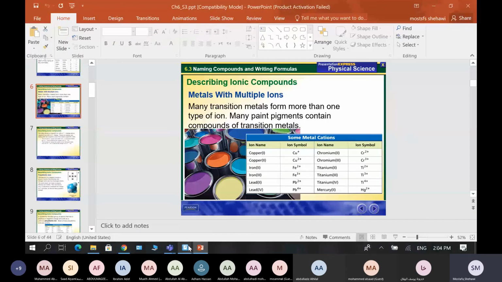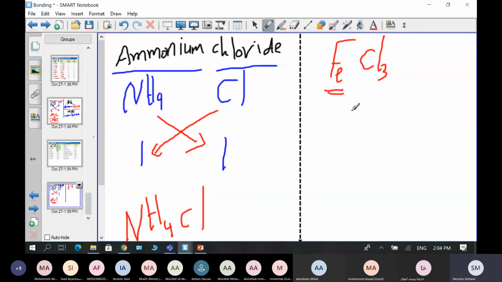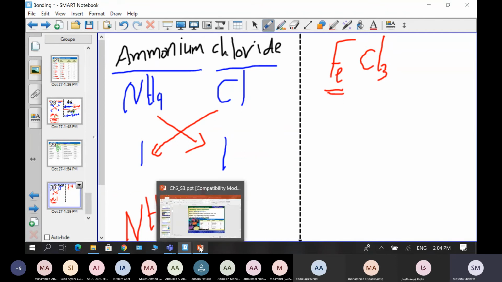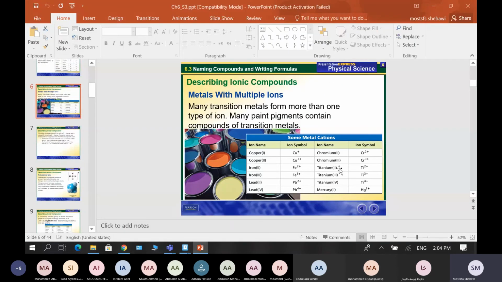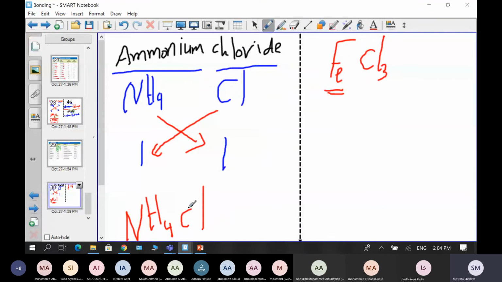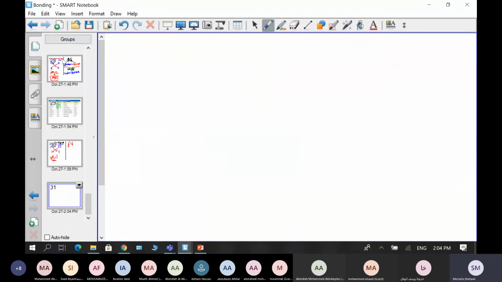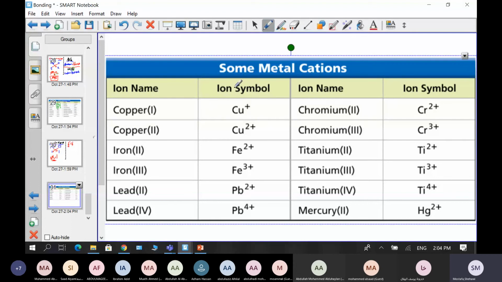So let's come back here and let's see what iron we have here. We have FeCl3. So this Fe is second or third? Anyone can tell me, guys? This is Fe second or third? Third. Third, that's true. Why? Because he wrote number 3 beside chloride. Bravo, bravo, Ali. So we have here, as you see, iron second and iron third.